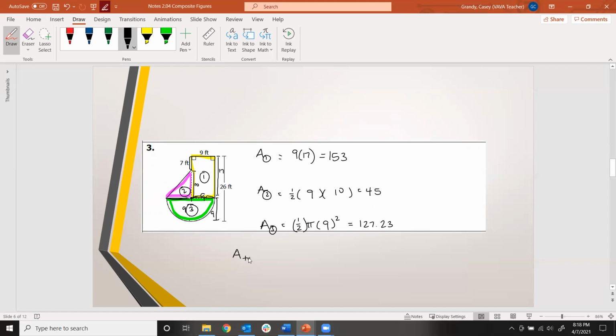So the area of the total composite figure will be the sum of 153, 45, and 127.23. I'm going to add those three numbers together to get 325.23. Our units will be feet squared. Did you get 325.23? If not, where was your mistake? Double check those, and we'll move on.